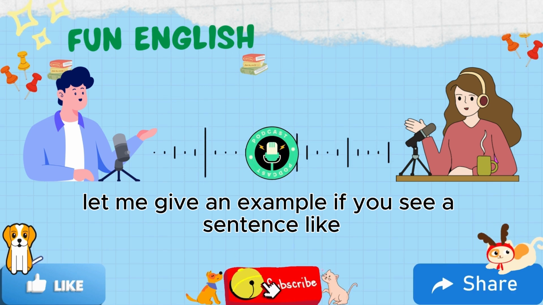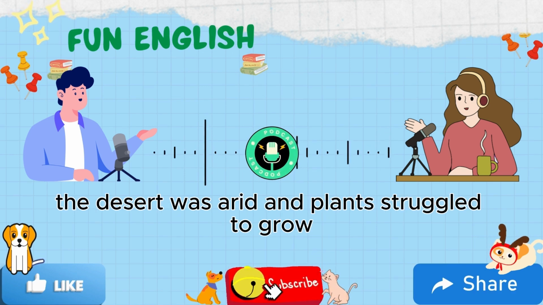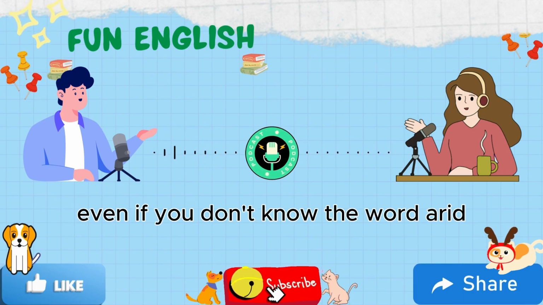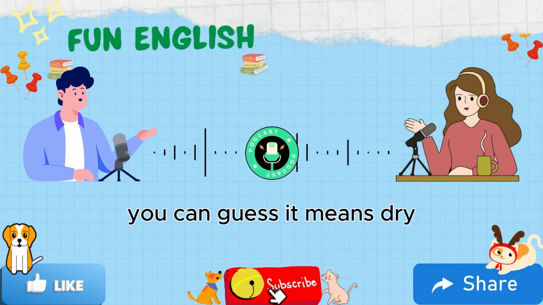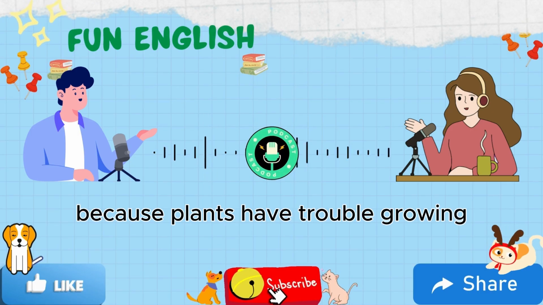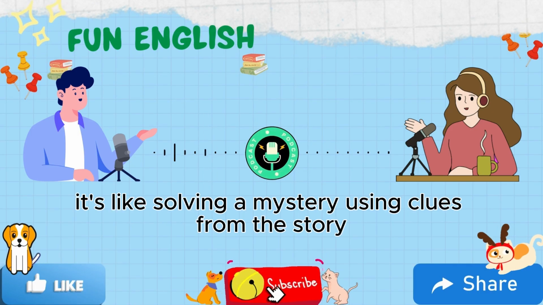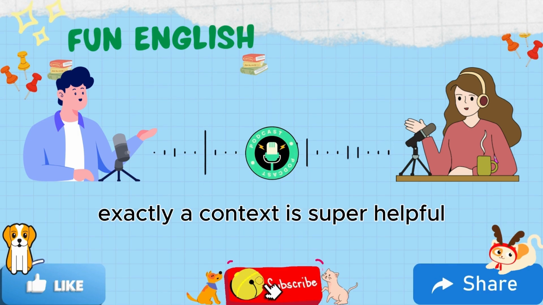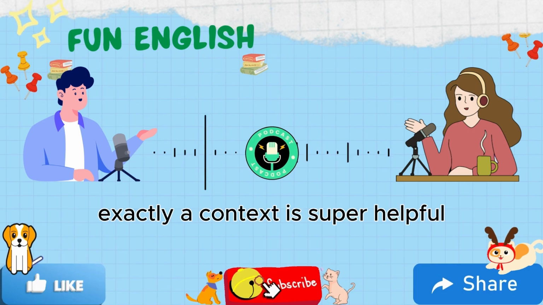If you see a sentence like, "The desert was arid and plants struggled to grow," even if you don't know the word arid, you can guess it means dry because plants have trouble growing. It's like solving a mystery using clues from the story. Exactly. Context is super helpful.